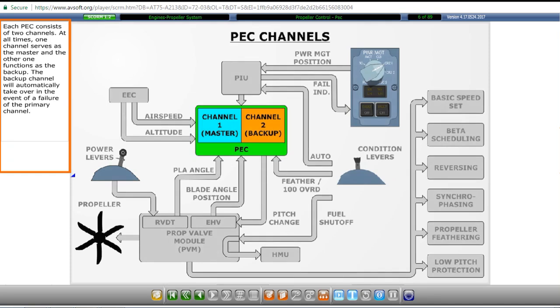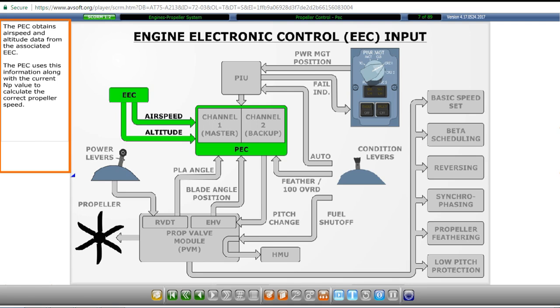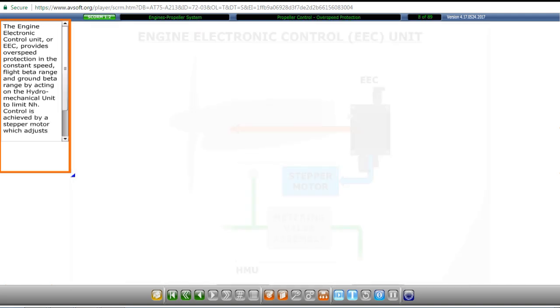Each PEC consists of two channels. At all times, one channel serves as the master and the other one functions as the backup. The backup channel will automatically take over in the event of a failure of the primary channel. The PEC obtains airspeed and altitude data from the associated EEC. The PEC uses this information along with the current NP value to calculate the correct propeller speed.